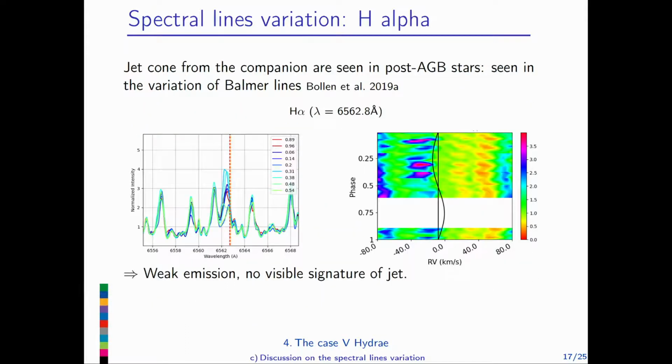So jet cones coming from the companion are a common phenomenon found in post-AGB stars. For example, in the work of Bollen, they showed signatures of jet cones in the variation of the Balmer line. So we decided to look in detail at the Balmer line of V Hydrae, and unfortunately, we don't see any anomalies or jet signature.